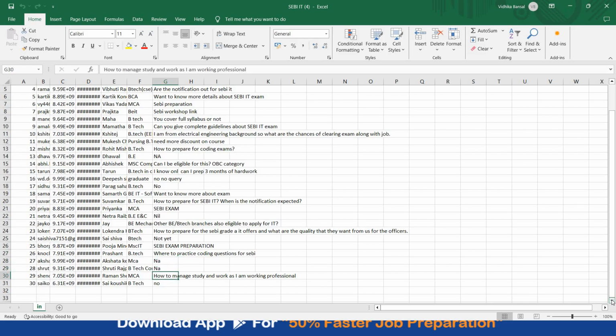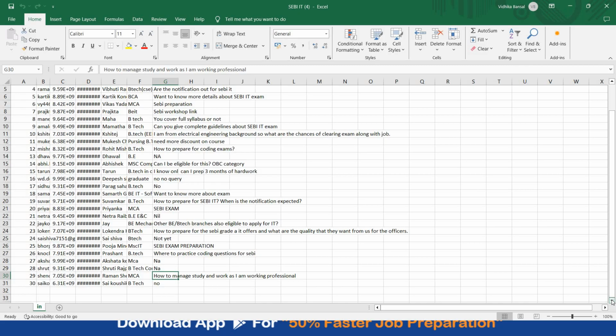Then how to manage study and work as I'm a working professional. So here, assuming that a working professional can give around 2 to 3 hours on a daily basis to their preparation on weekdays and on weekends around 5 to 6 hours. So on a daily basis, you should devote half an hour to your GA preparation, read any newspaper and follow BPedia. Just go through it. You do not need to mug it up as of now.